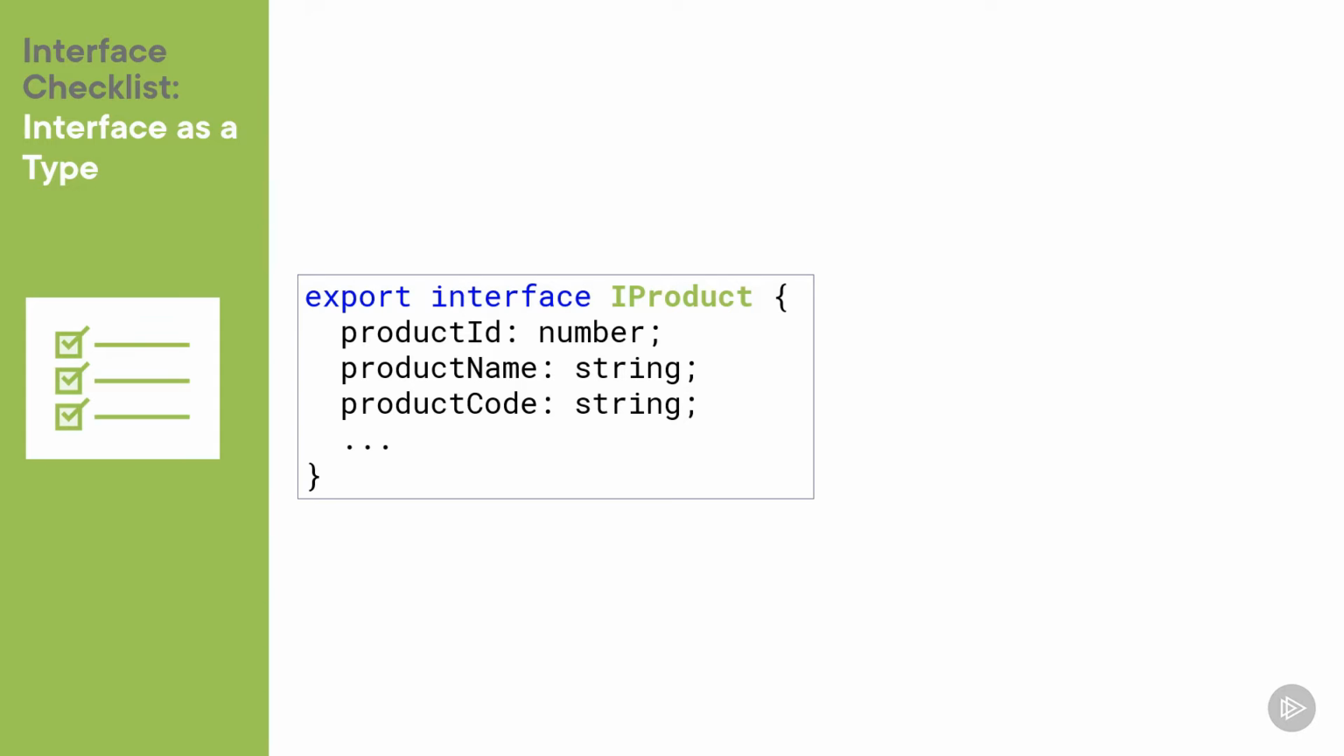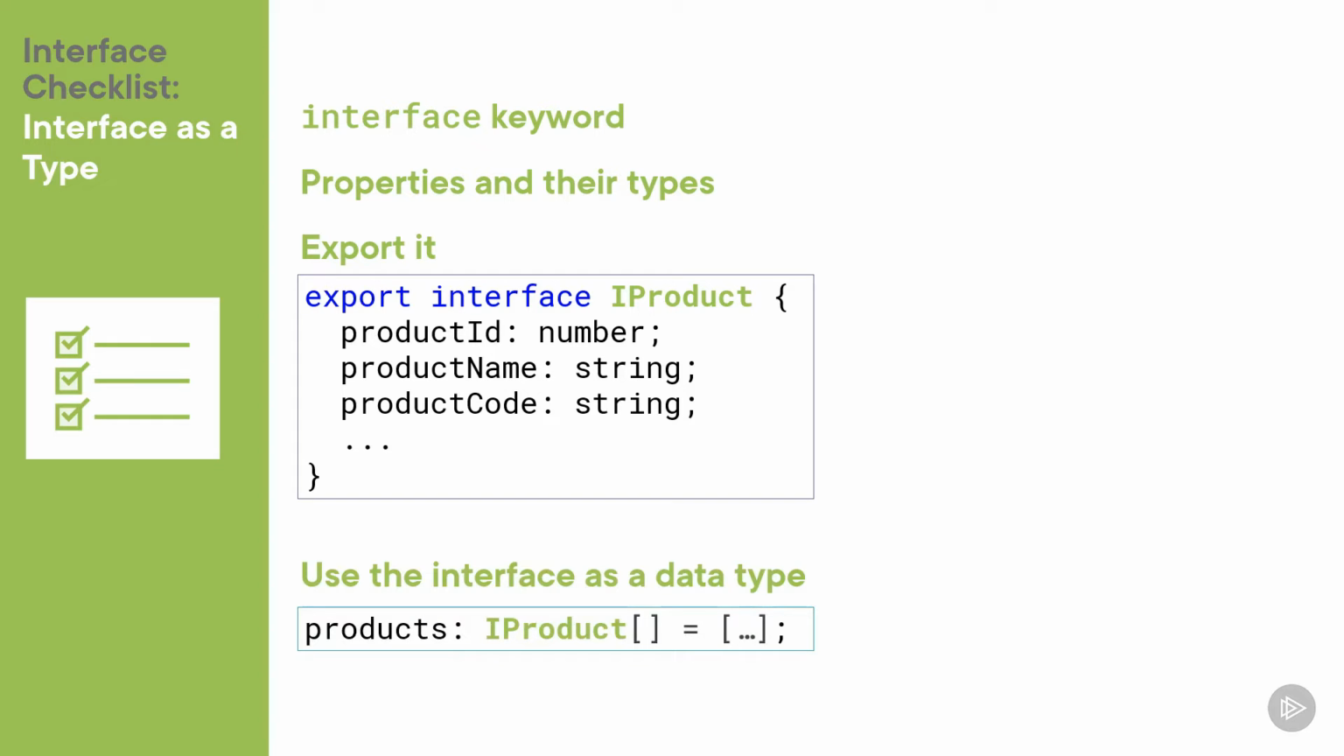To ensure all variables are typed, we define an interface for any custom types. When creating an interface, use the interface keyword. In the body of the interface, define the appropriate properties along with their types. And don't forget to export the interface so it can be used anywhere in our application. Then use the interface as a data type, just like any other data type such as string or number.